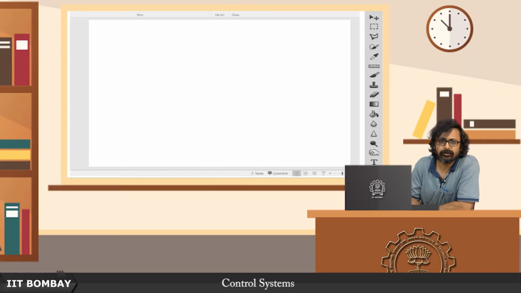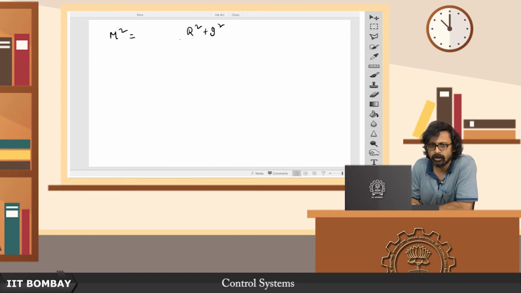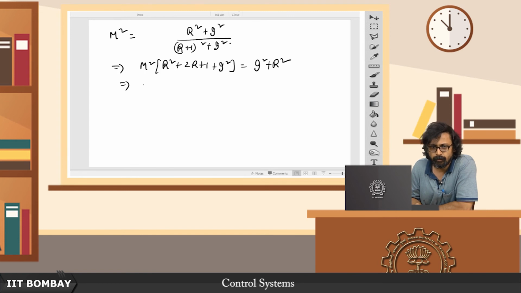So let us get rid of these radicals, and so we write m squared is equal to r squared plus I squared upon r plus 1 squared plus I squared, and we push it to the other side. So we have m squared times r squared plus 2r plus 1 plus I squared is equal to I squared plus r squared. So if we take common, then m squared minus 1 times r squared plus I squared, and then we have plus 2m squared r plus m squared is equal to 0.